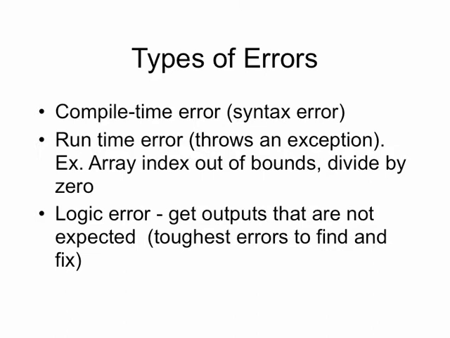Types of errors, we've gone over this probably ad infinitum. Compile time errors are known as syntax errors, where you're violating the rules of the syntax and you can't translate your source code into object code or byte code. A runtime error is throwing an exception: array index out of bounds, divide by 0, number format exception. All those are examples of runtime errors.